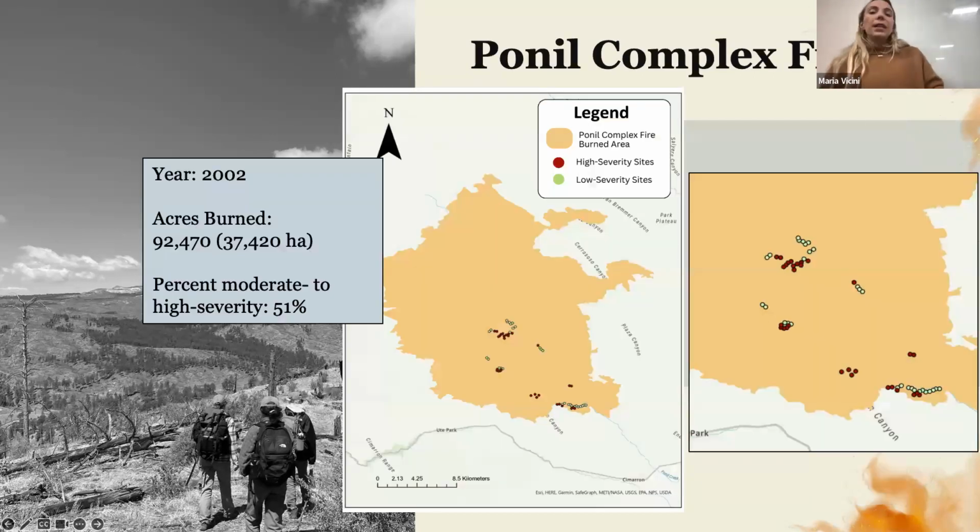This is the Poniel complex burn area, and so this began burning in the summer of 2002 in northern New Mexico. We established 30 high severity and 30 low severity sites, all on the Philmont Scout Ranch in New Mexico, though this fire did also burn on some other private ranches as well as through the Carson National Forest. Overall, the fire burned with 51% moderate to high severity, and you can see there the acres burned was 92,000. And then this is just all of the different sites we established. So the green is low severity and that reddish color is the high severity sites.